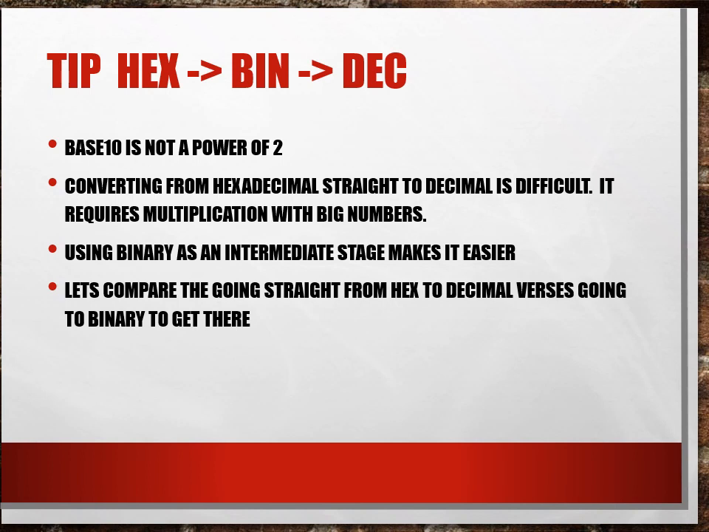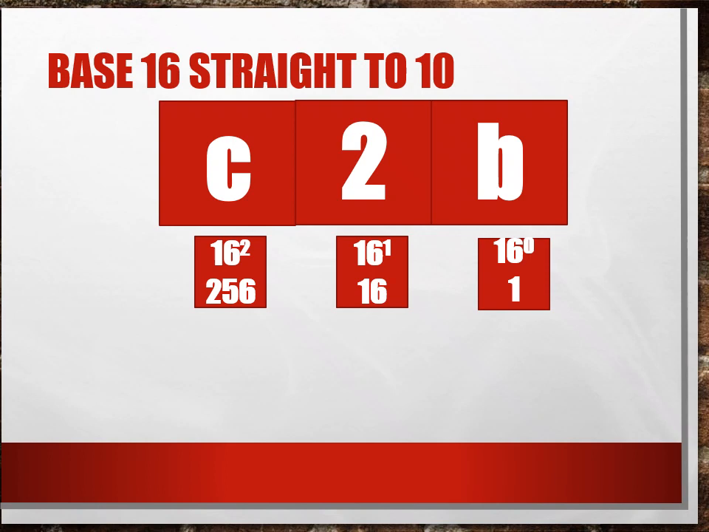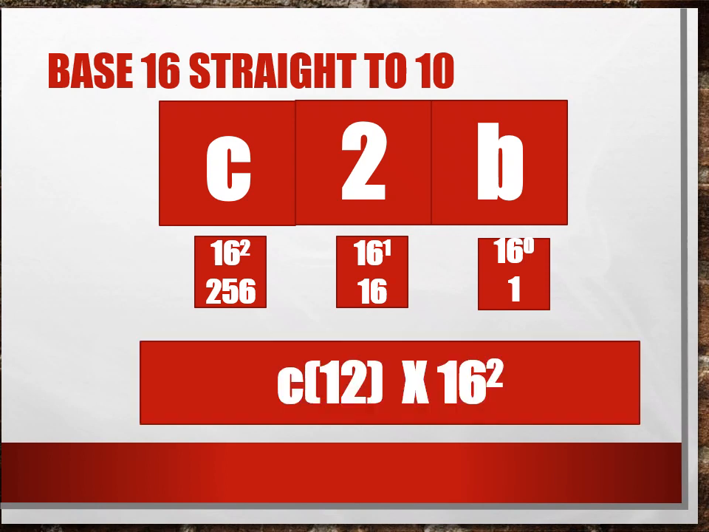So let's just compare the two processes that I have to go through, with using binary as an intermediary, and without. All right, so let's go from base 16 straight to 10. What do I have to do if I want to convert this base 16 number to 10? Well, the first thing I have to do is take 16 to the 0th, 16 to the 1, 16 squared. So I have to say, what is C, which is 12, times 16 squared? What is 12 times 256?